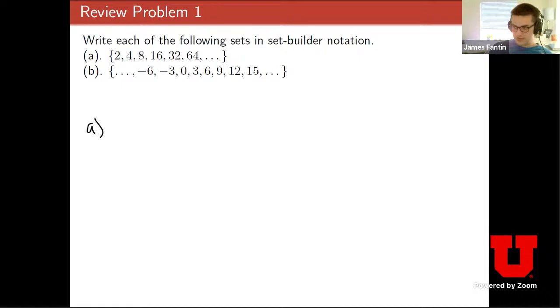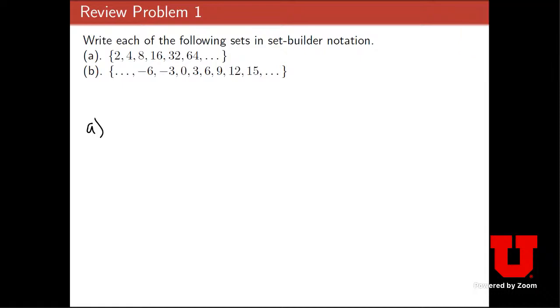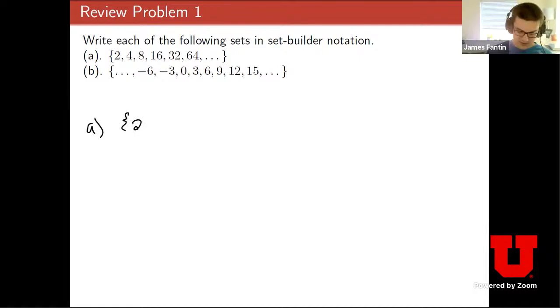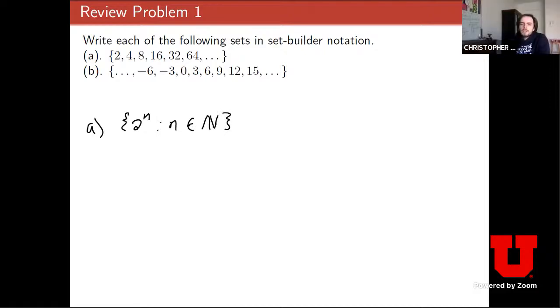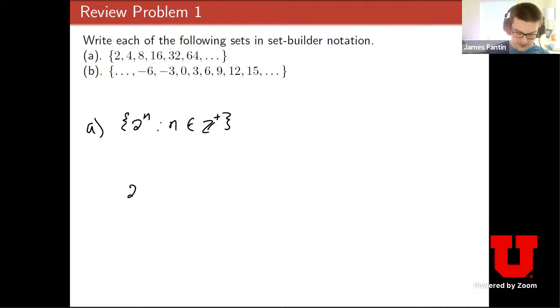What we can do? The set of all 2 to the n such that n is contained in the natural numbers. The set of all, yeah, so 2 to the n, where n is an element of the naturals. Wouldn't it be positive integers since we start with 2? Yeah, so in this case, if we're defining it like this, yes, it would be the positive integers. Why? Because 2 to the 0 is equal to 1, and 1's not in the set A.